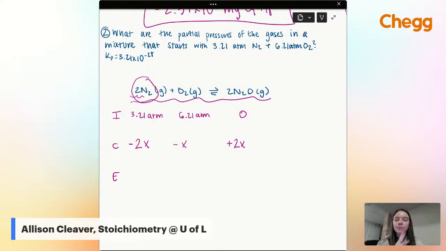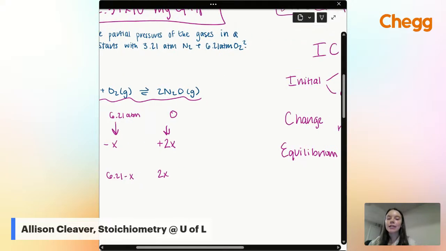And then our E is actually the easiest column to fill out. We basically just go down each of these columns and write it side to side. So 3.21 minus 2x, 6.21 minus x, and then 0 plus 2x, or you can just write 2x, which is what I will do. Just write 2x.